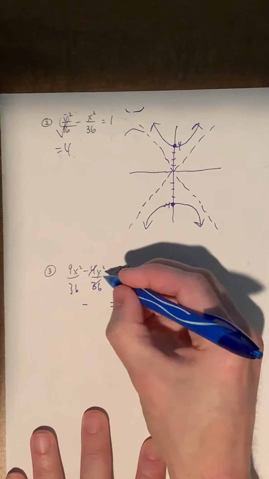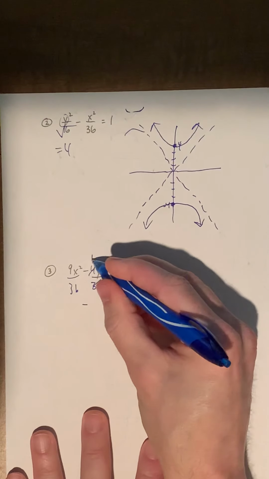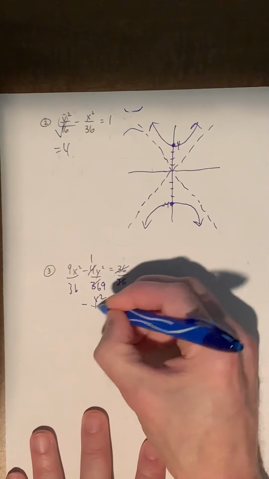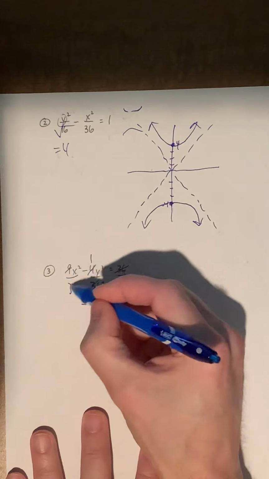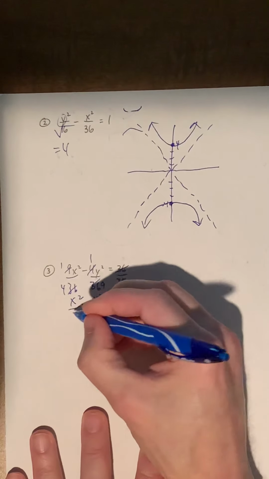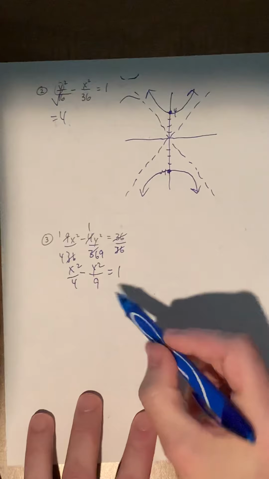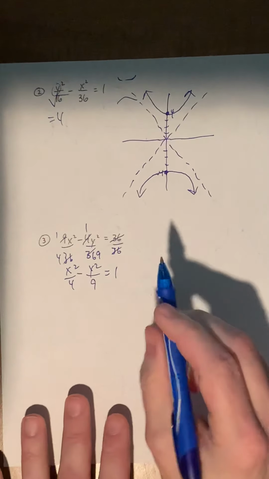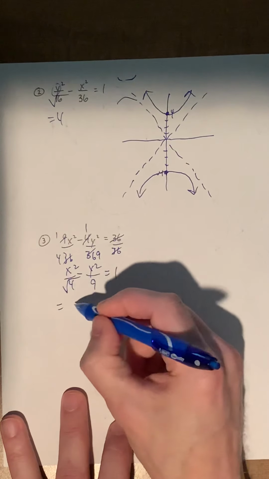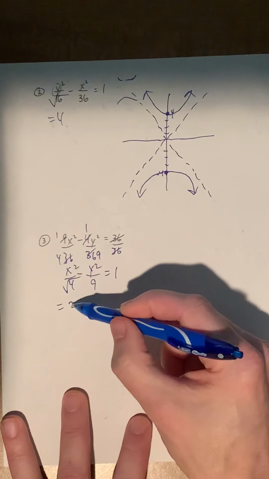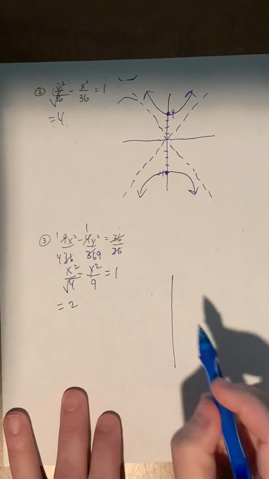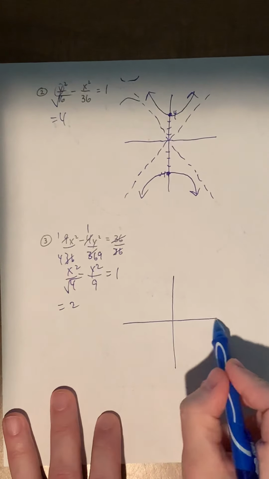You can reduce this. 1, which you don't have to write. 4 over 36 is 1/9, so this will be y squared over 9. And this is 1/4. Don't have to write the 1, so this is x squared over 4. Now our equation looks like it should. X squared comes first, so this is going to cross the x-axis at the square root, which is going to be 2 and negative 2. All right, now we're ready to wrap things up by graphing number 3.